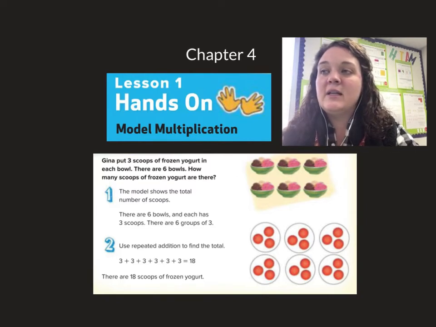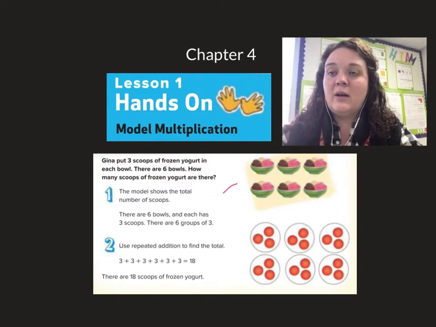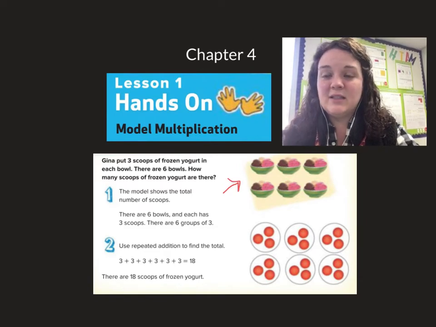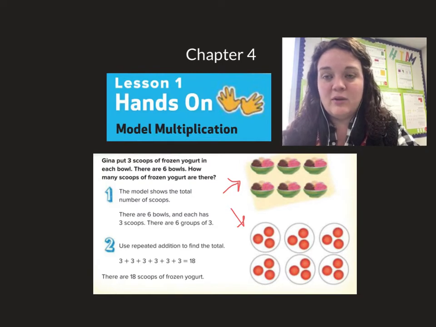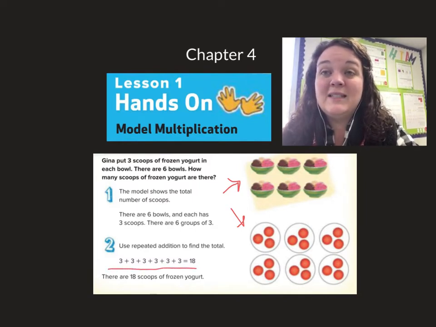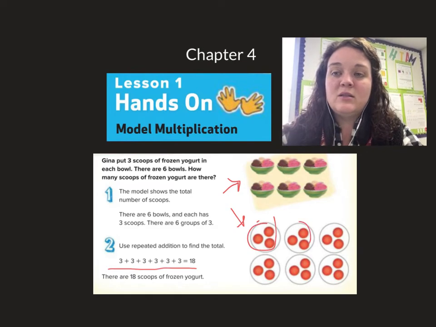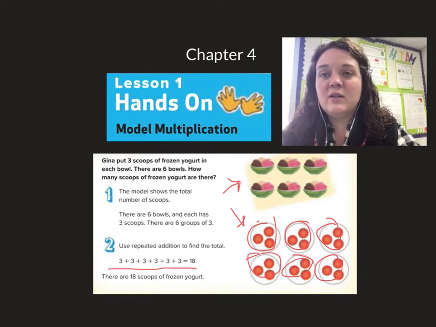We could either draw a picture like that, which would take us a little while, or we could just draw 6 bowls, 6 circles, and put 3 circles inside of each one. And then that will tell us how many scoops of frozen yogurt there are. Our other example is we could use repeated addition, where I take 3 plus 3 plus 3 plus 3 plus 3 plus 3 to get to our scoops of yogurt. So let's take a look at this, and let's get started.